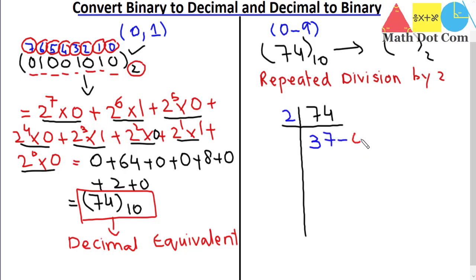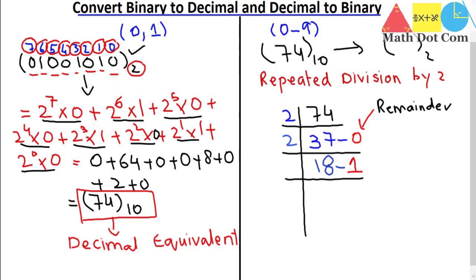Keep this in mind: we have to write the remainder at this place, and that is very important, as that will actually be the binary number that we get at the end. Next, again we divide by 2: 2 ones are 2, 2 eights are 16, and the remainder is 1. So I'll write 1 here. Then again we divide by 2: 2 nines are 18, and the remainder will be 0 as it divides completely.